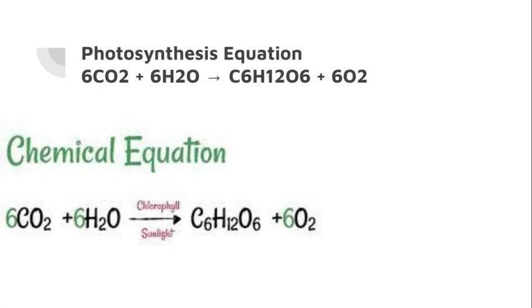Photosynthesis equation: 6CO2 plus 6H2O equals C6H12O6 plus 6O2.